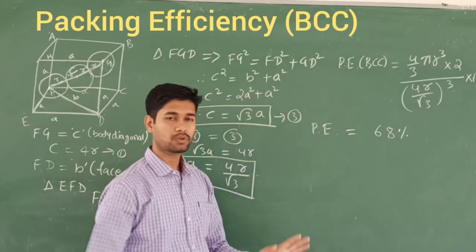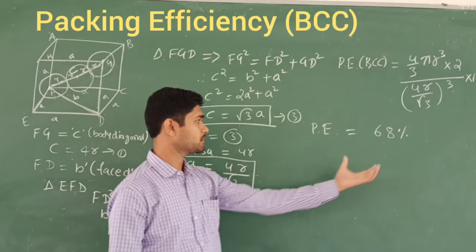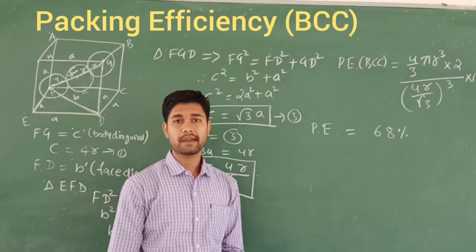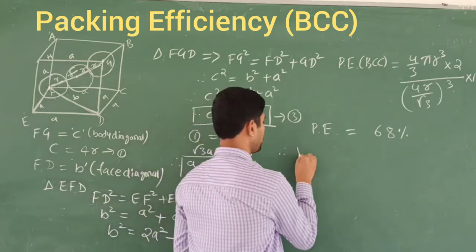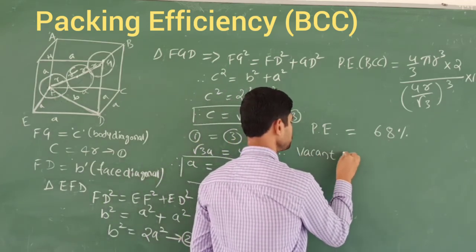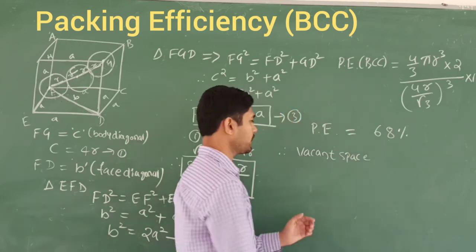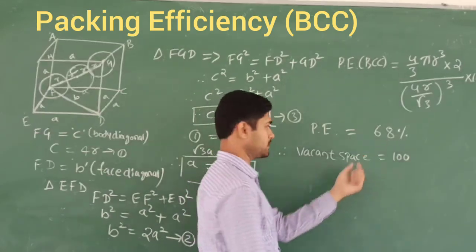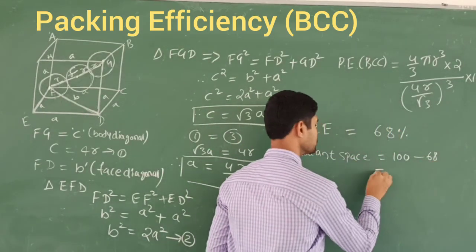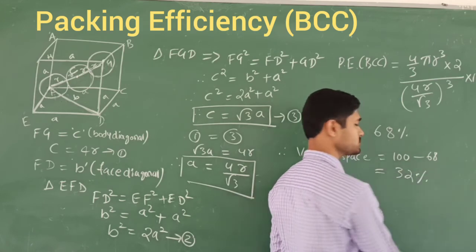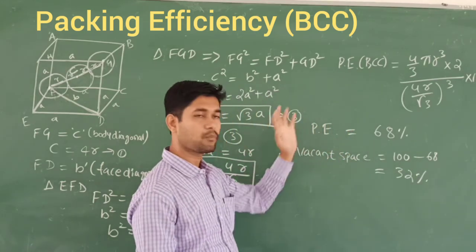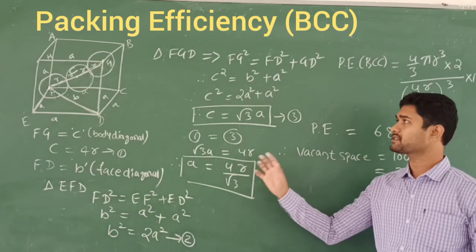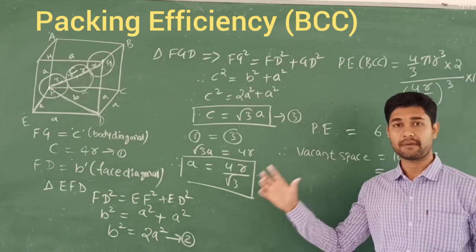So that is the total packing efficiency, which is 68%, present in the body centered cubic unit cell. What about the remaining vacant space? The vacant space available is equal to 100 minus the 68% you got. So 100 minus 68, what is the remaining? That is nothing but 32%, the vacant space in the body centered cubic unit cell. So this is the derivation of the packing efficiency of the body centered cubic unit cell.